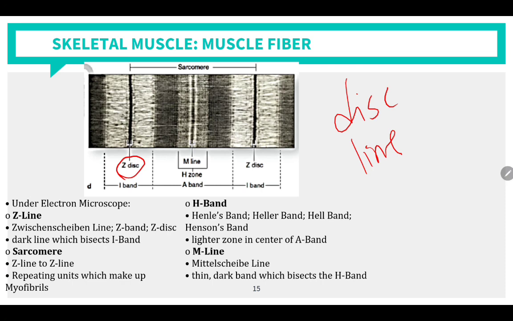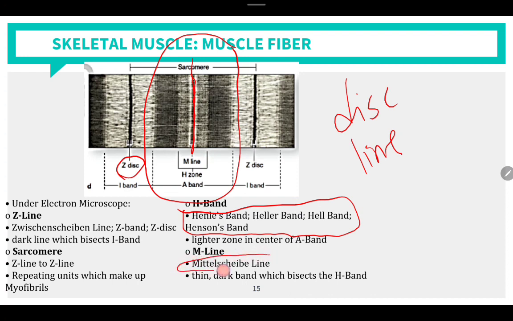Okay? And then, understand that the H band, which is in the middle, no? The H band or H zone, meron siyang other names din, guys. So, please be familiarized or memorize these things. Okay? It is the lighter zone in the center of the A band. Yan lang, ang tawag dyan sa lighter zone sa center ng A band natin is the H zone or the H band. Okay, now what do you call the thing that bisects your H band or your H zone? This one. Ang tawag dyan is your M line.